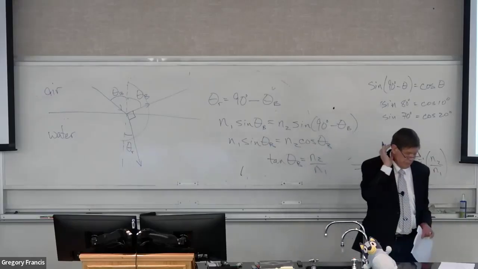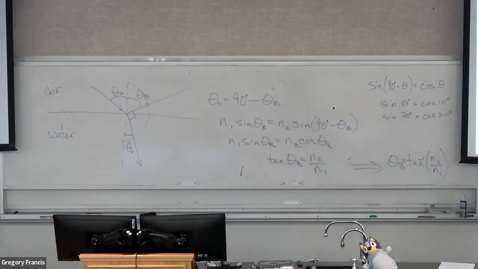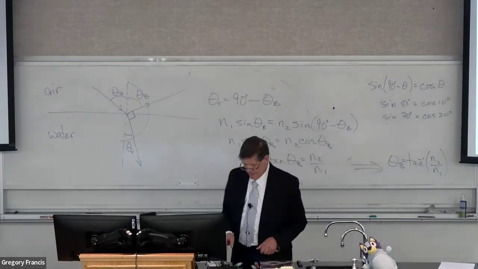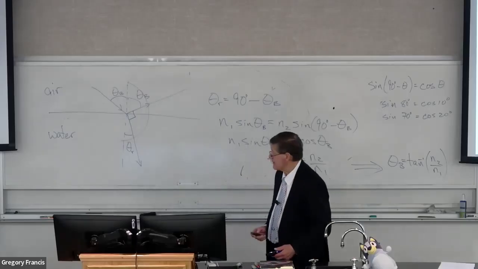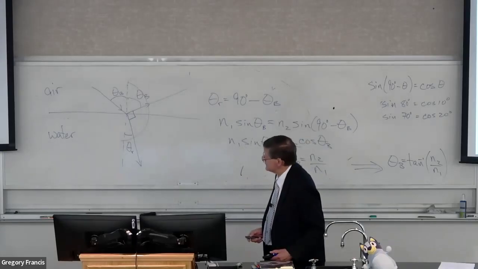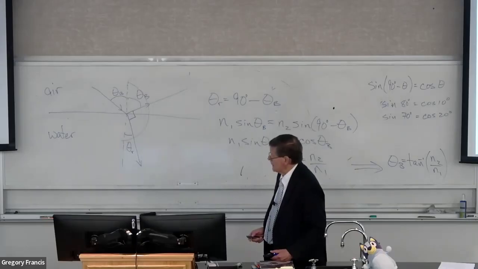So if you plug in N2 is equal to water, 1.33, N for air is 1. If you plug that into the formula, 1.33, and take the inverse tangent, you get something around 50 degrees. That's the Brewster angle for air to water. Okie dokie doke. Let's move on. So I was wrong. It's 53 degrees. My bad. But there's the formula for the Brewster angle.